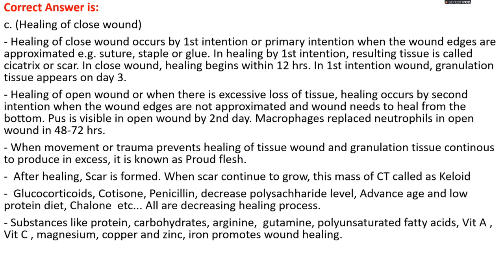Substances like glucocorticoids, cortisone, penicillin, decreased polysaccharide levels, advanced age, low protein diet, and chalone decrease the healing process. Chalone is a substance which reduces mitotic divisions. While substances like protein, carbohydrate, arginine, glutamine, polyunsaturated fatty acids, vitamin A, vitamin C, magnesium, copper, zinc, and iron promote wound healing.